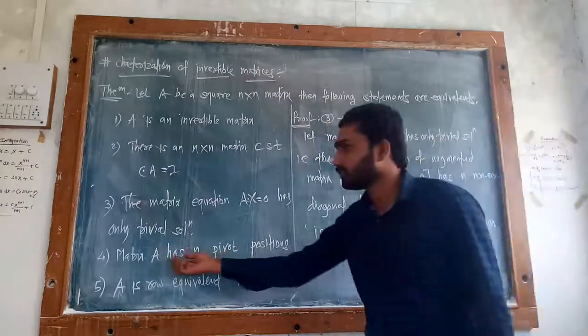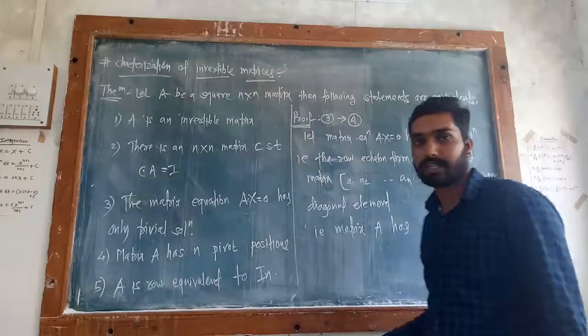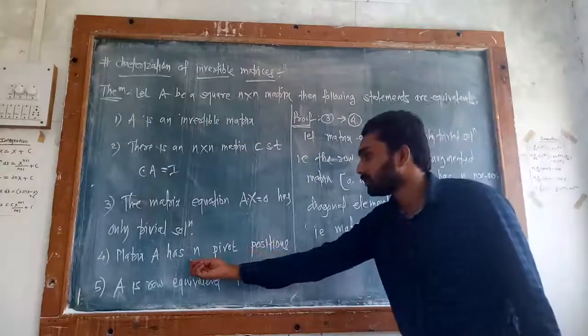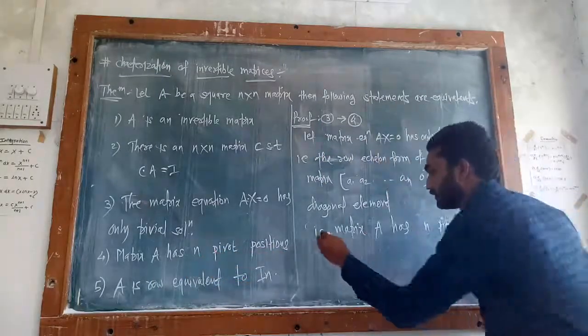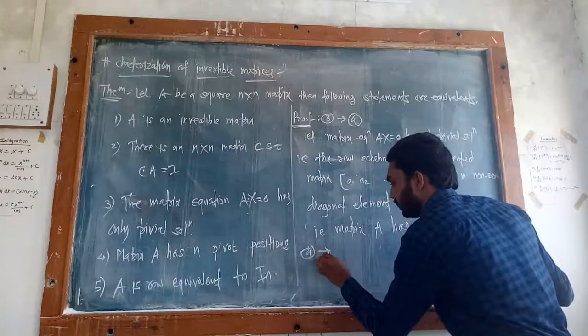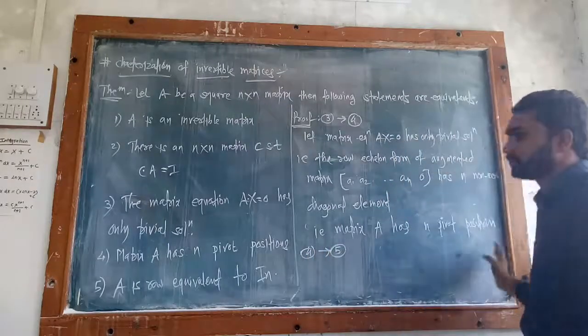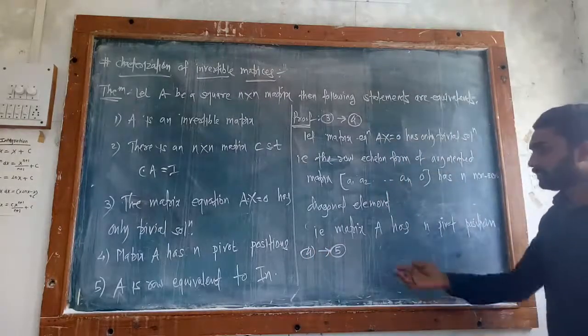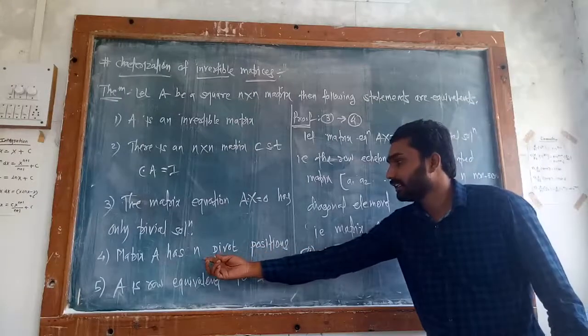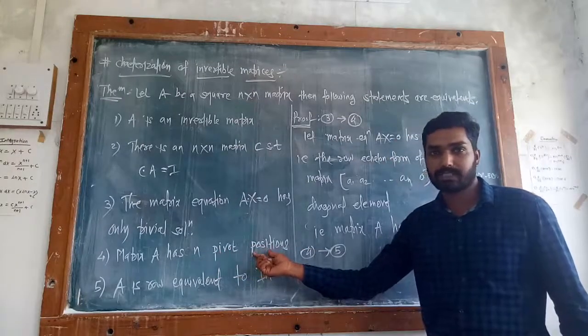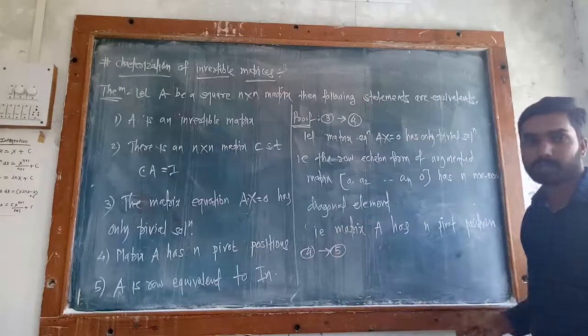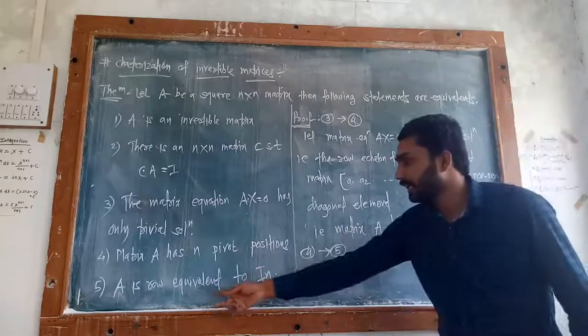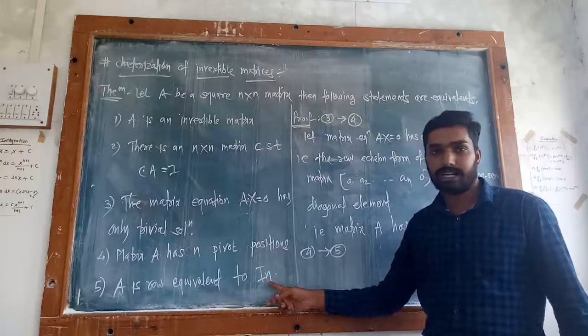We have to show that fourth implies fifth. That means, what is your fourth? The matrix A has n pivot positions. And we have to show that A is row equivalent to the identity matrix.